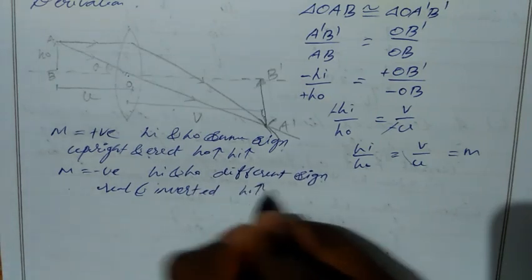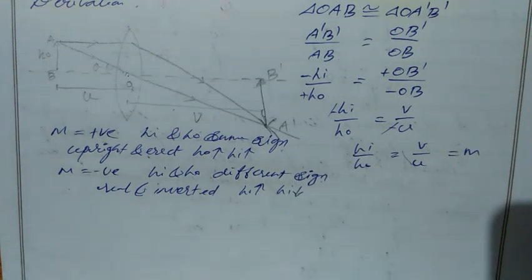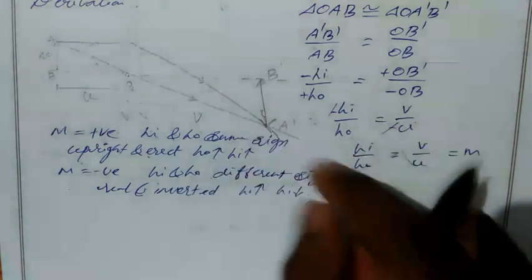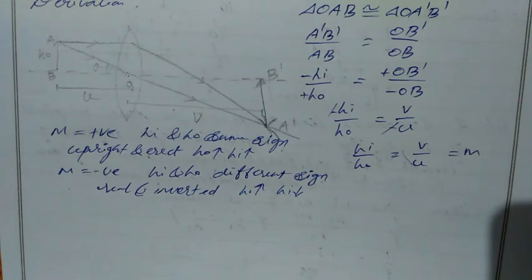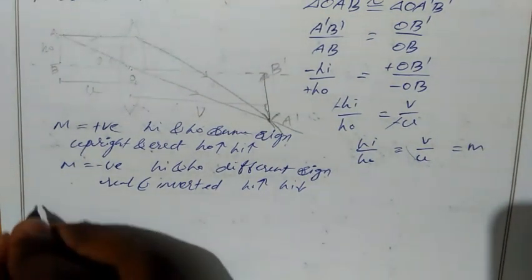HO, HI is in opposite direction. We have HO above the principal axis, HI below the principal axis. Clear? We will solve some questions.